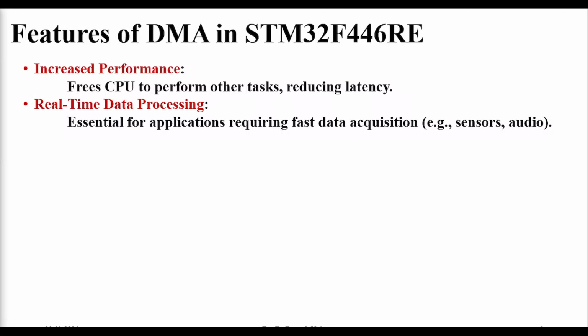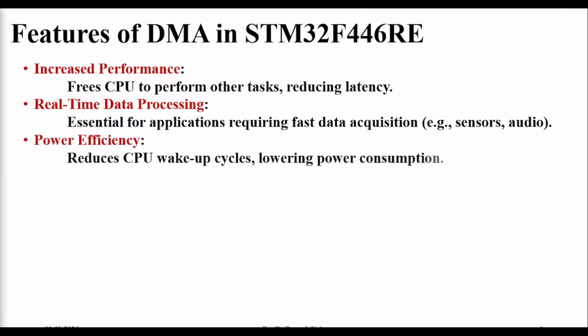Second, it can help us with real-time data processing. Because the CPU is not involved in the middle, we can directly transfer data from one peripheral to another peripheral and so on. And therefore, any application requiring fast data acquisition can use DMAs.